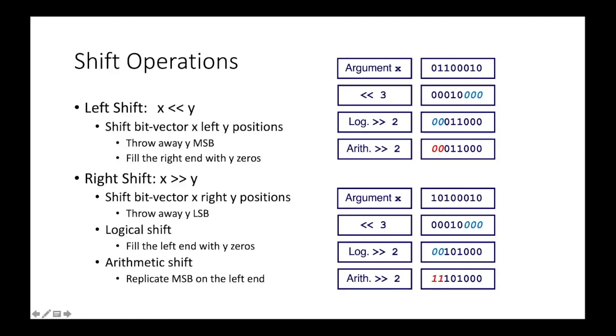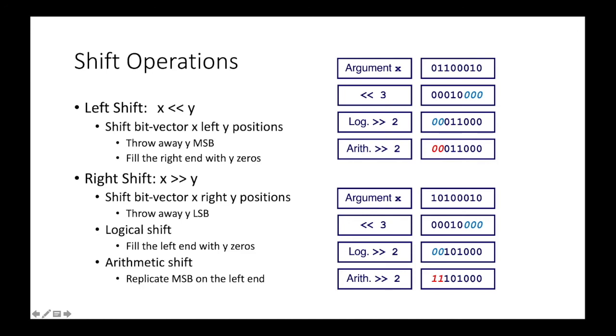Let's talk about shift operations. We have left shift and right shift. The left shift is very straightforward. We simply move bits left by the shift amount and fill the right end with zeros. For right shift, we have two versions, logical right shift and arithmetic right shift.